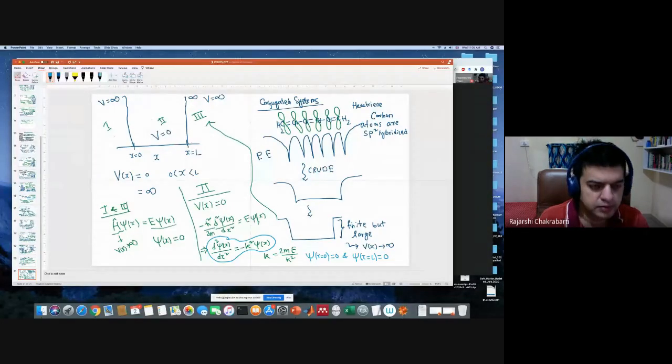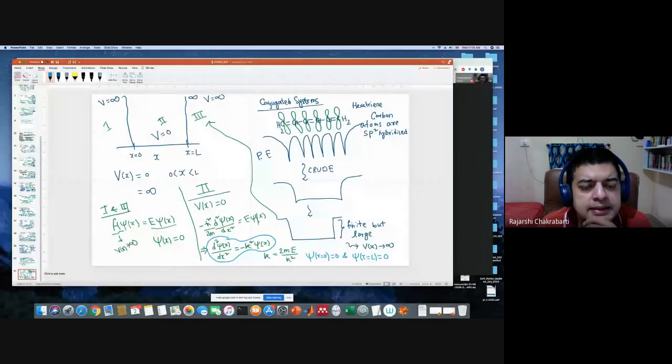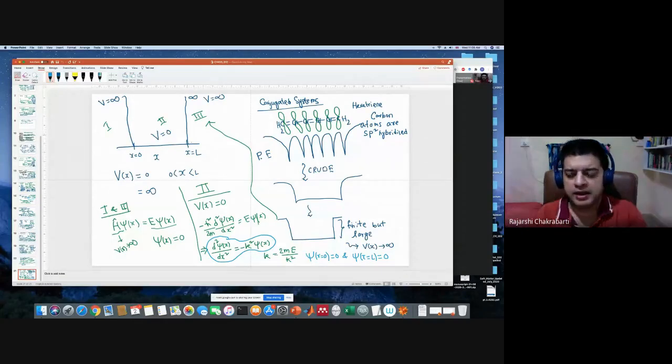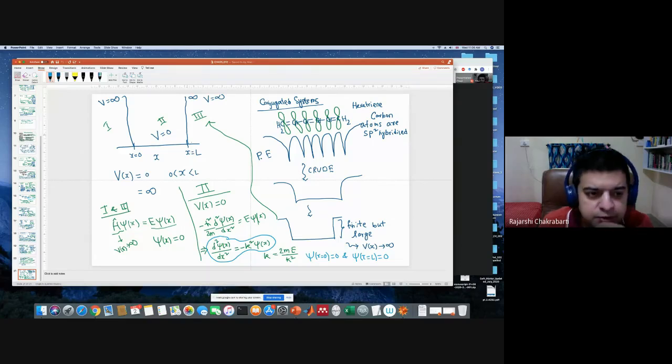So you have a particle confined in a box of length L. At x equals 0 and at x equals L, you have a potential energy barrier which is infinite. So you have two infinite walls, and inside it the particle is confined. The length is L. The potential energy of the particle inside the box is V equals 0, and outside the box it's infinity, and it cannot go outside.